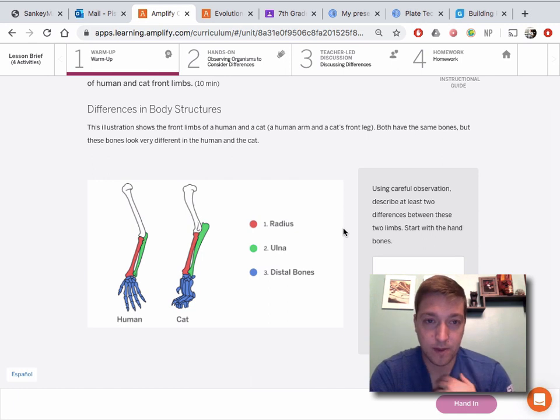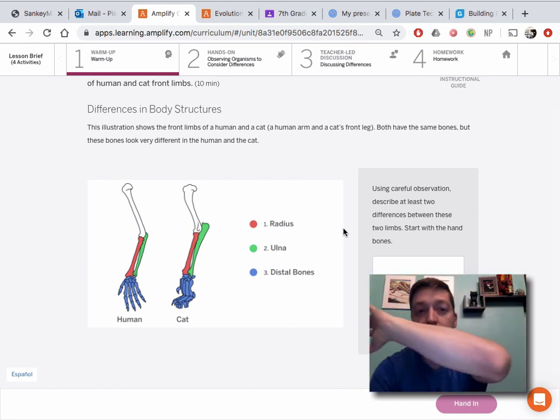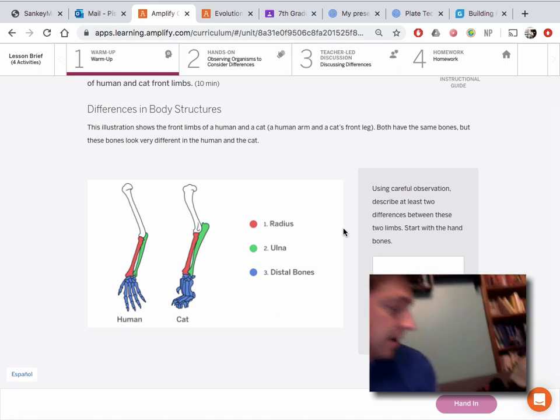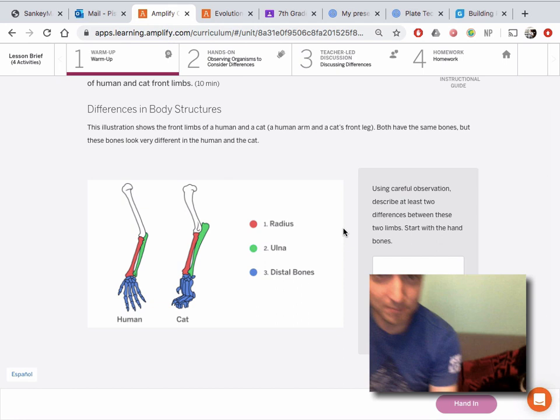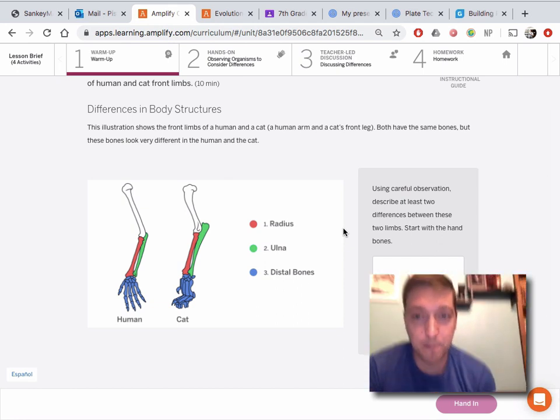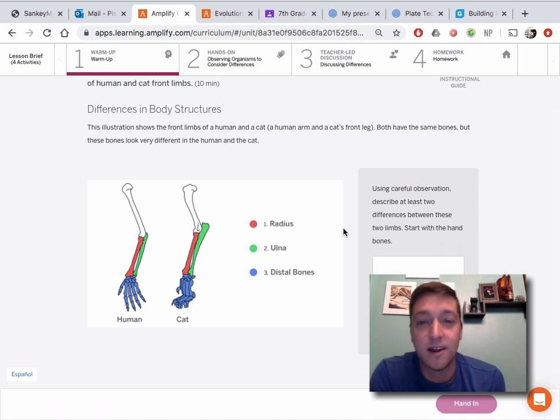Okay. We're comparing the front limbs of a human and a cat. Both have the same bones, but these bones look very different in the human and the cat. So using careful observation, describe at least two differences between these two limbs. Start with the hand bones.